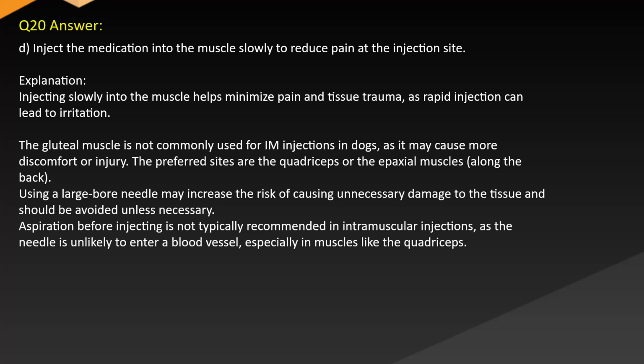Using a large bore needle may increase the risk of causing unnecessary damage to the tissue and should be avoided unless necessary. Aspiration before injecting is not typically recommended in intramuscular injections, as the needle is unlikely to enter a blood vessel, especially in muscles like the quadriceps.